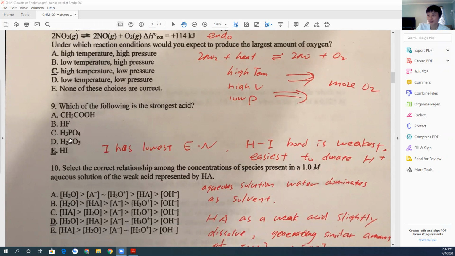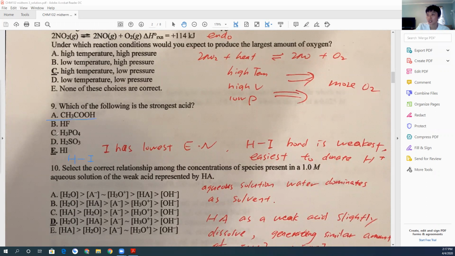So first, for B and F, the hydrogen is attached to fluorine and iodine. Fluorine is very electronegative, so it doesn't want to lose that proton. Iodine has a very low electronegativity, so that bond will be very weak, and the proton is very easy to lose. So it is a stronger acid.